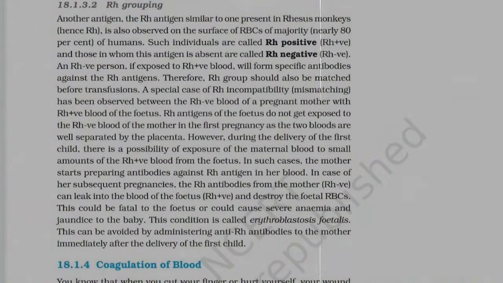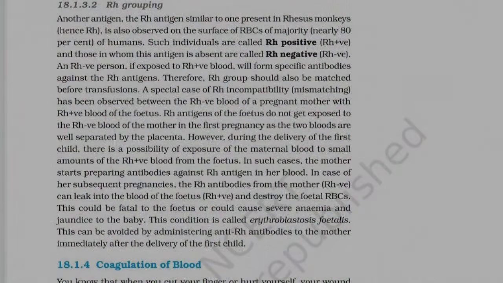A special case of Rh incompatibility, mismatching, has been observed between the Rh negative blood of a pregnant mother and the Rh positive blood of the fetus. Rh antigens of the fetus do not get exposed to the Rh negative blood of the mother in the first pregnancy, as the two bloods are well separated by the placenta. However, during the delivery of the first child, there is a possibility of exposure of the maternal blood to small amounts of the Rh positive blood from the fetus.